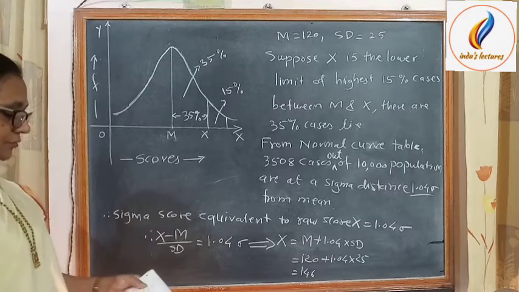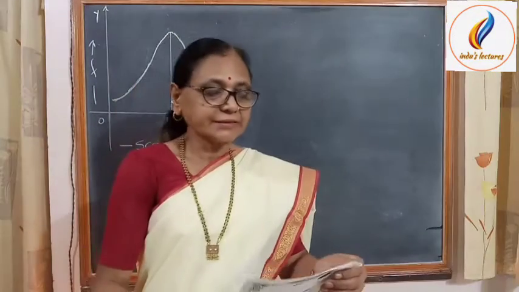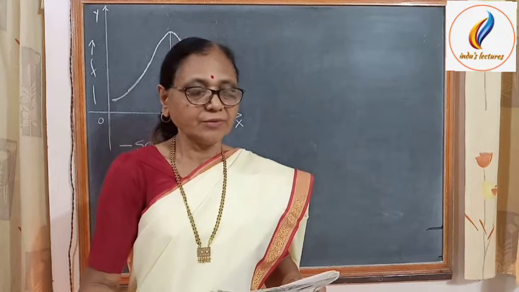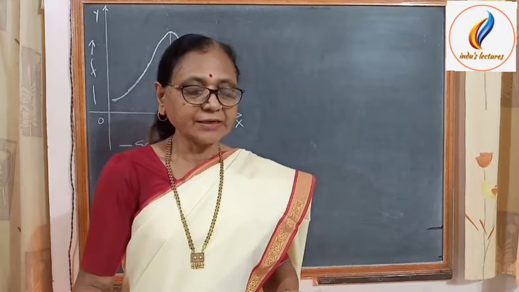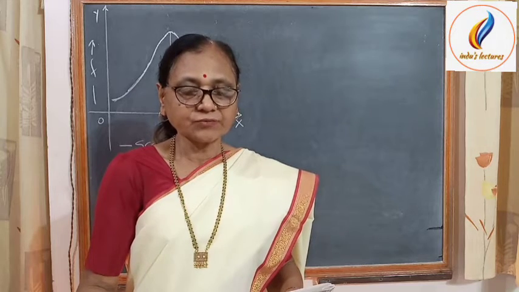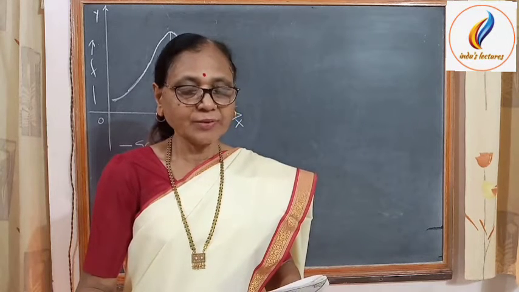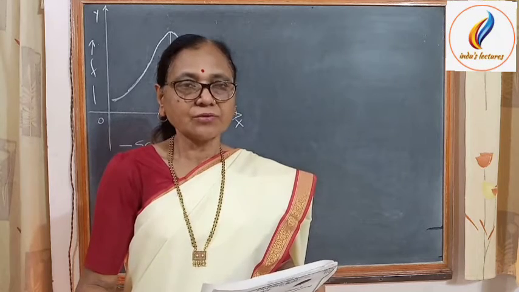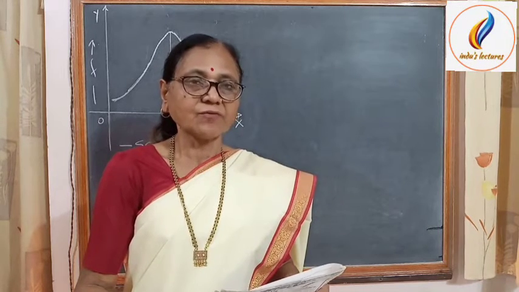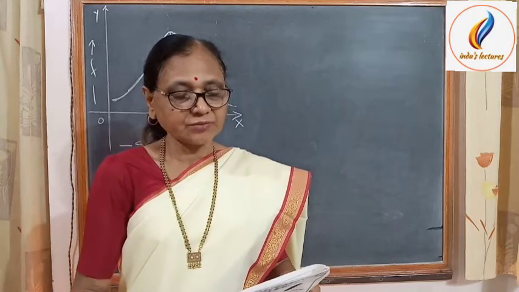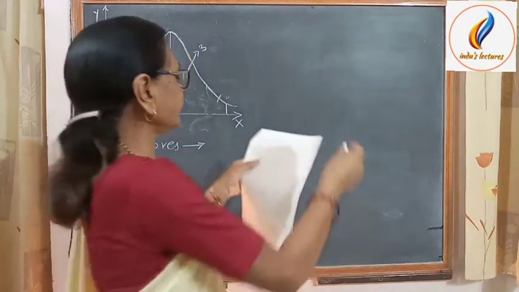Now we solve the second example. Let us consider the second example. In a normal distribution with a mean of 15.20 and standard deviation of 2.80, what limits will include the highest 12% of the distribution? Here we have to find the score limits of the highest 12% of the distribution. What are the given things?